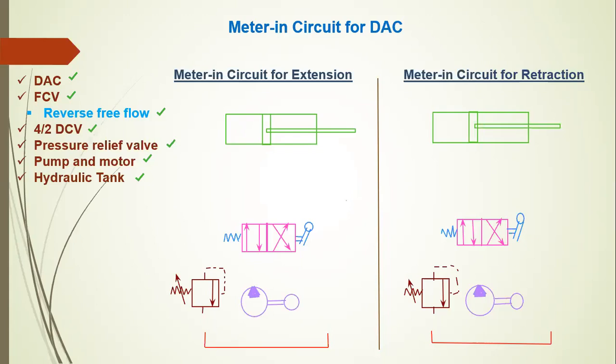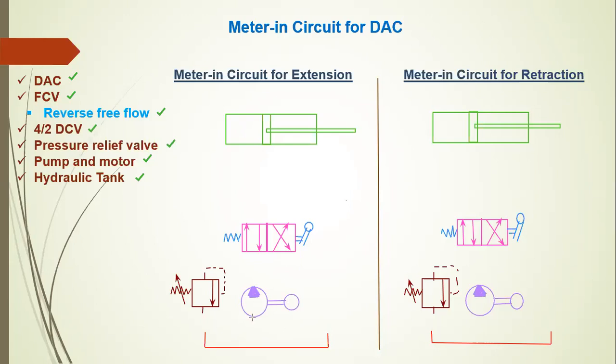Here is the double acting cylinder we can draw. We require one FCV with reverse free flow, and we will draw the FCV last. First we have to connect all the components with hydraulic lines. Next we draw all the components connected by hydraulic line.